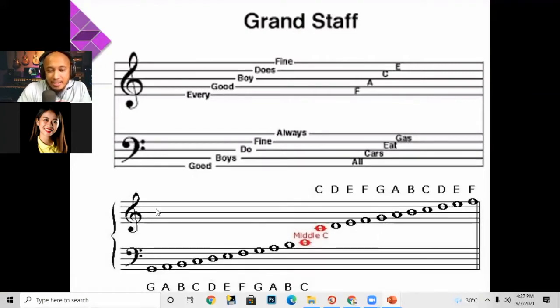Okay, we also have here the grand staff combination: G, A, B, C, D, E, F, G, A, B, C. Middle C, middle C. They are the same middle C, the red one. It is just placed a bit higher on the bass clef. This one fits exactly on our treble clef. So middle C, D, E, F, G, A, B, C, D, E, F. In short, we have 1, 2, 3, 4, 5, 6, 7, 8, or 1.